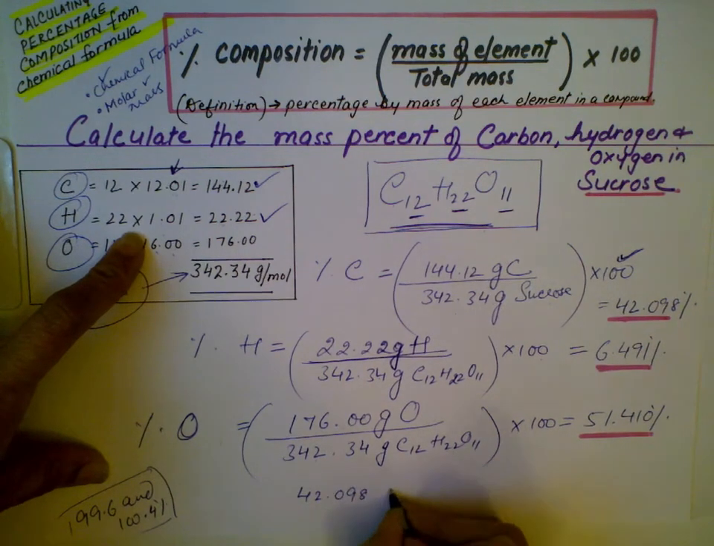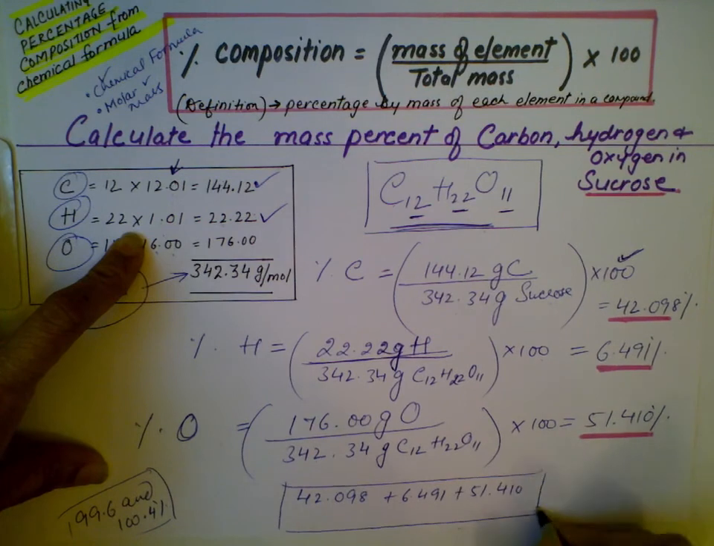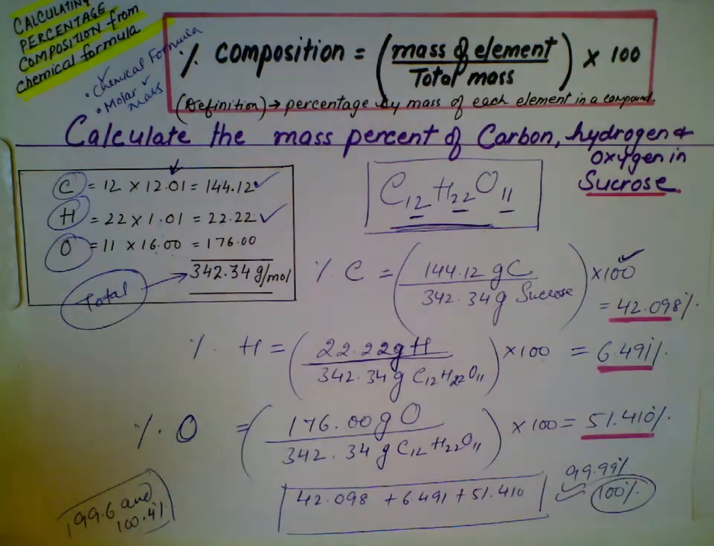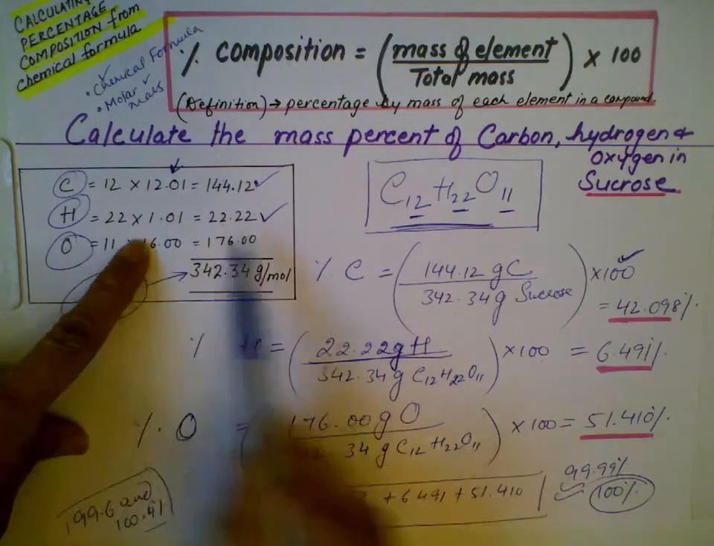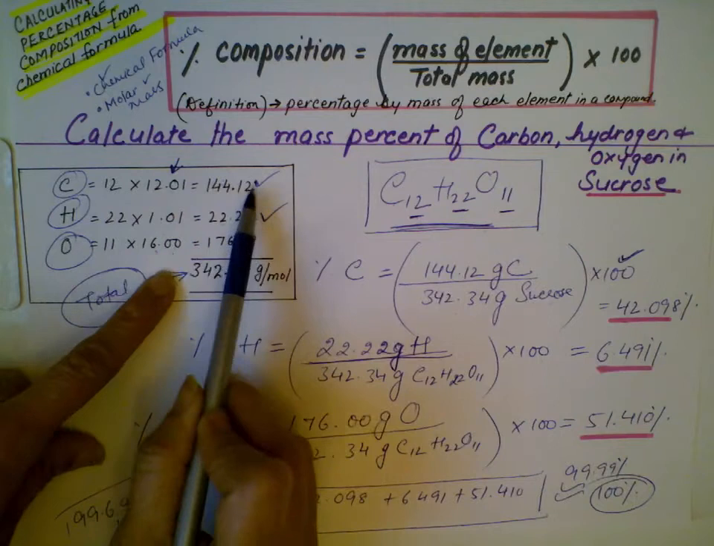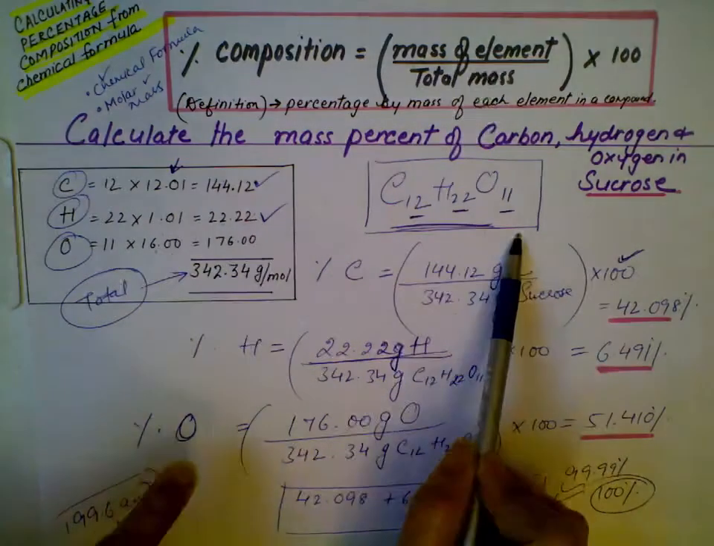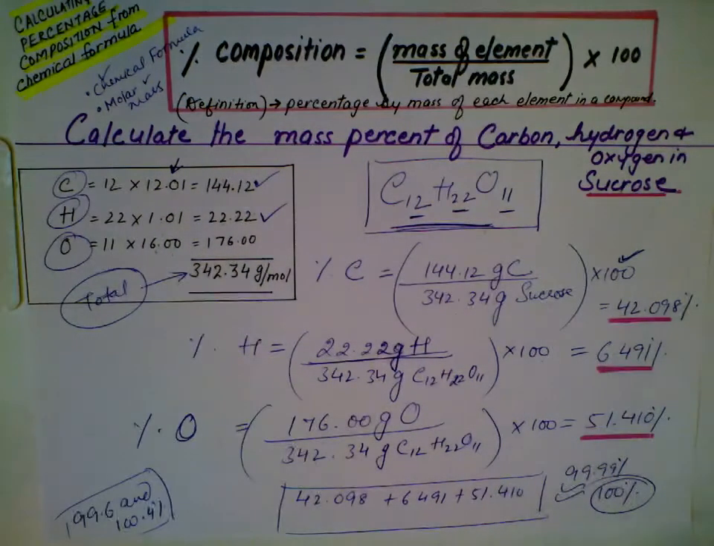So when you add 42.098 plus 6.491 plus 51.410, you are going to get 99.9%, which is equivalent to 100%. All right, guys, don't forget to put the percent sign. Just remember, don't put these numbers here. You have to put these numbers. You are writing the total mass of that element in the compound, not just the 1 mole. Okay, let's do another problem.